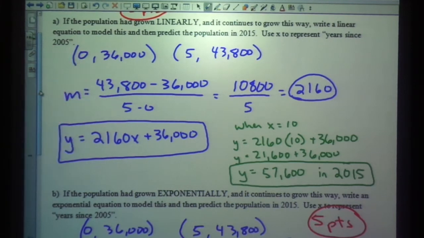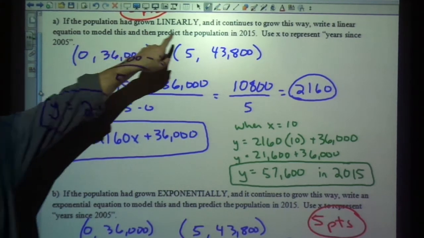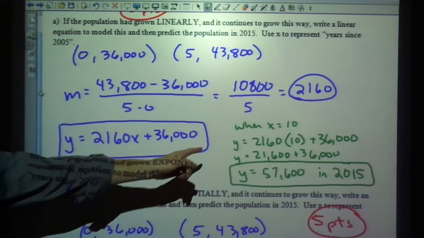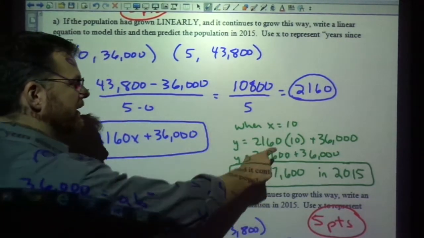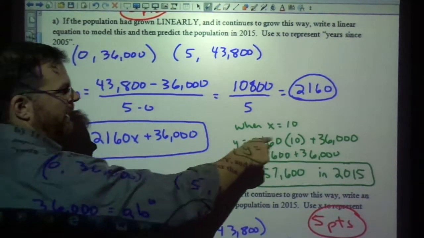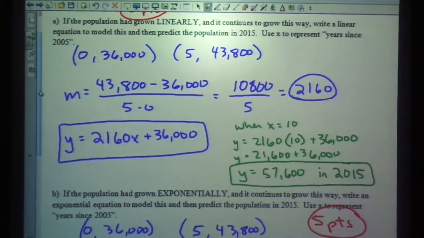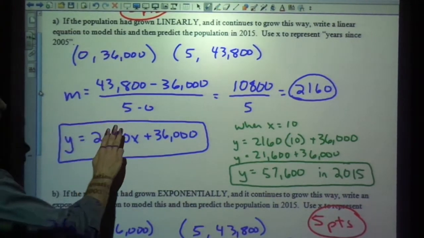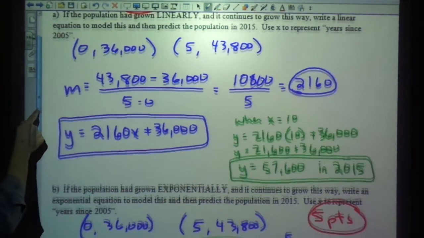That's 3 points. Then for the extra 2 points, it says predict 2015. So when that happens, x will be 10. So I can plug in 10 for x, and I get an answer of 57,600. So 3 points here, 2 points there.